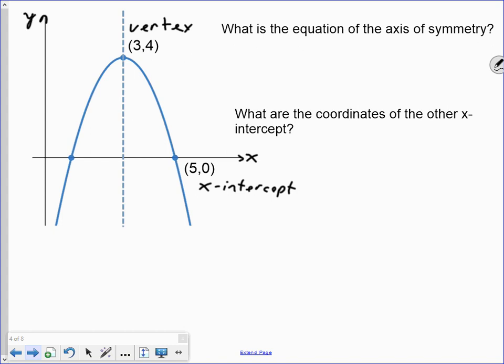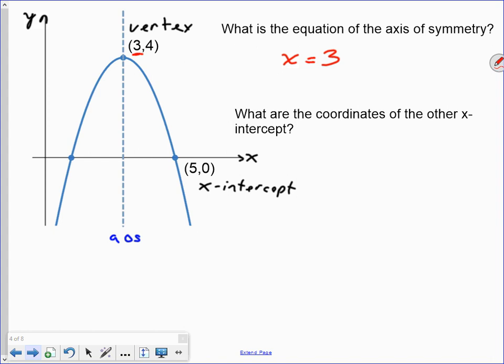So what is the equation of the axis of symmetry? Well, they've drawn the axis of symmetry on here for us, this dotted line right down the middle. We know it's traveling through the vertex and that our vertex has the x-coordinate of 3. So our axis of symmetry is going to be x equals 3.